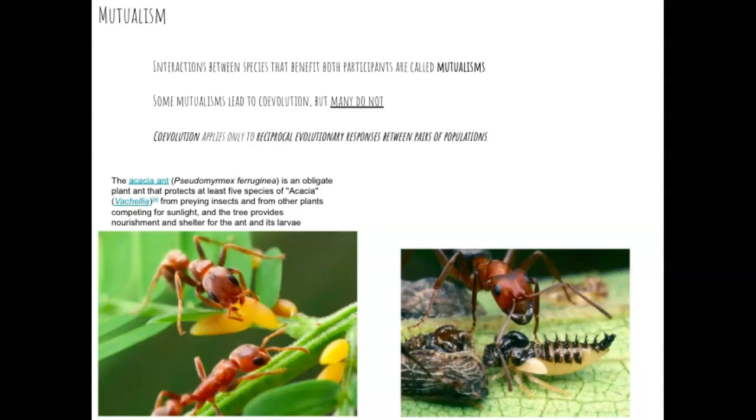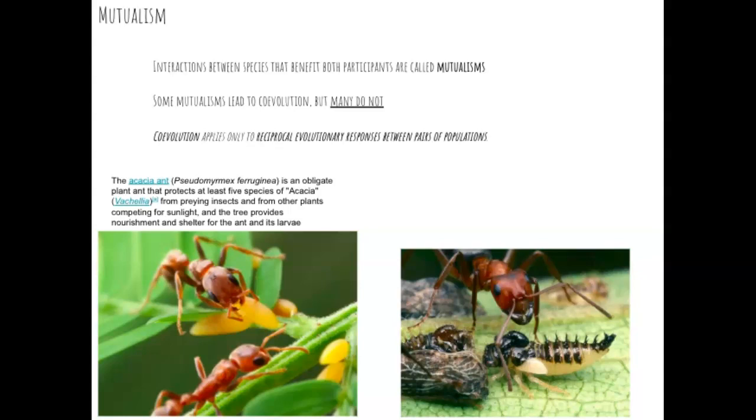In return, the plant does a few nice things for the ant. So it has these little fruiting bodies on them. They're called Beltian bodies, and those are created by the plant simply to feed the ants. So they make these special little fruits that only the ants eat, and they do that in exchange for the ants helping protect the plant.